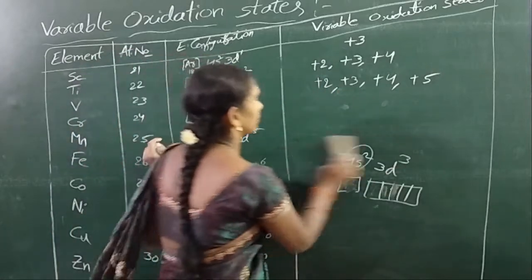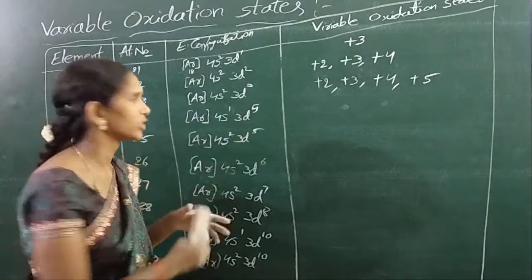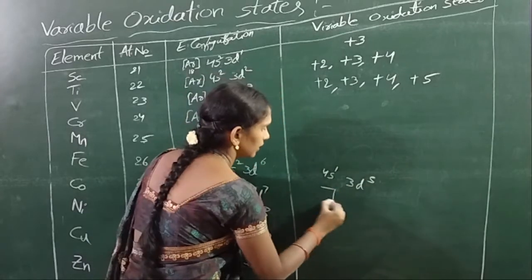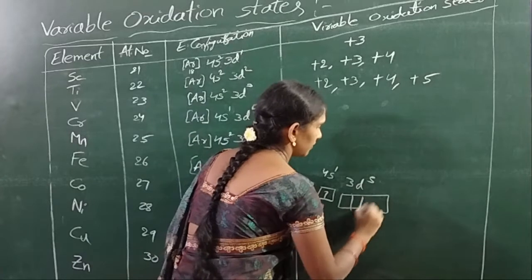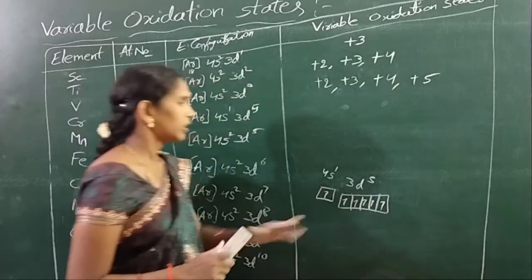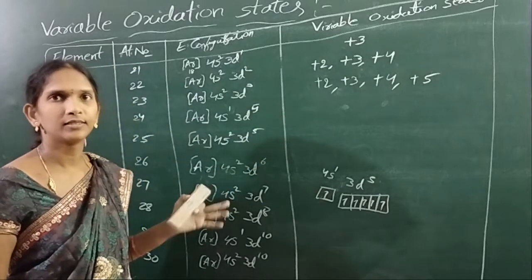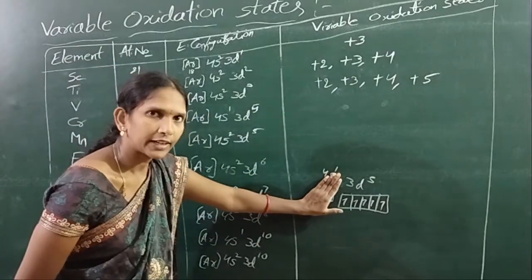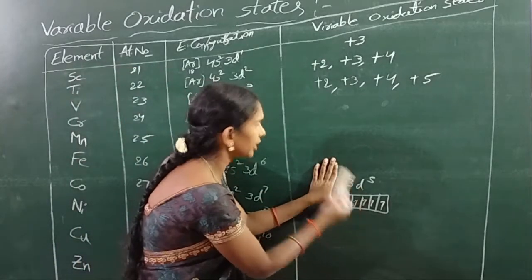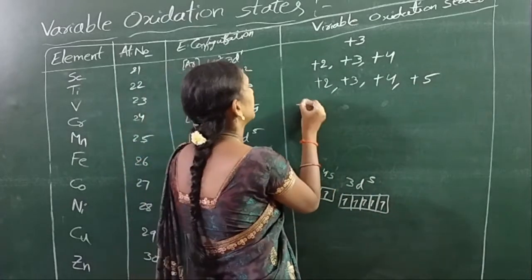Okay, next, chromium. The atomic number is 24, and the electronic configuration is this, that means 4s1 3d5. Here 1 electron is in S, and 5 electrons are present in D: 1, 2, 3, 4, 5. The oxidation state possibilities: here 1 electron is released from S, then this chromium gets the configuration 3d5, that is half-filled. So plus 1 exists.